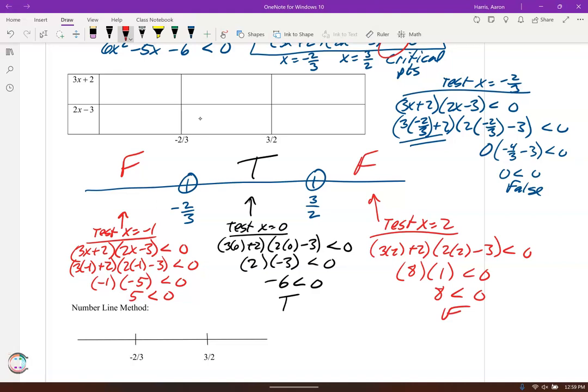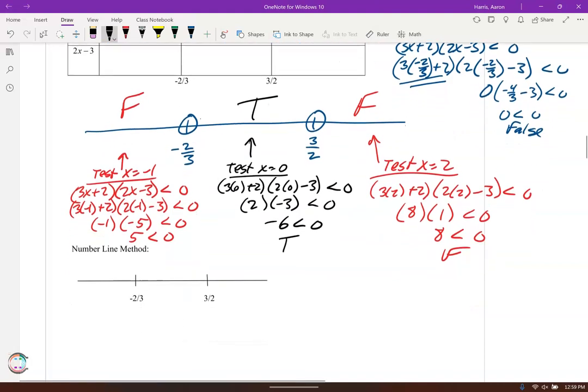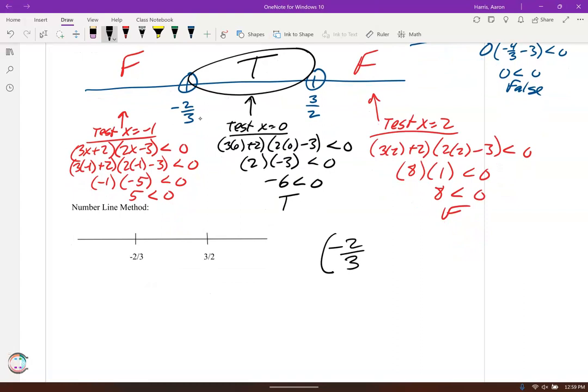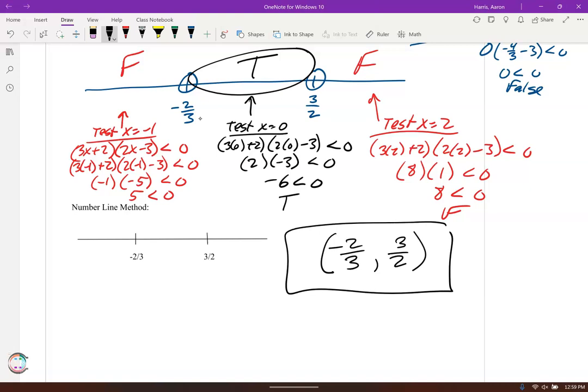So false, true, false. So my solution set is just in between them, right? In between negative 2/3, do not include negative 2/3, up to the 3/2. Do not include the 3/2 either, because we determined that those critical points could not be part of our solution.